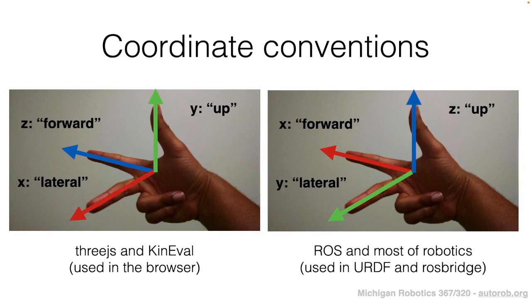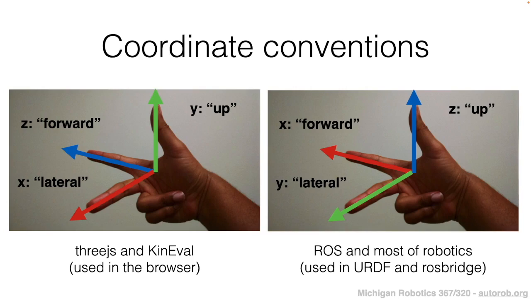So in this particular course, within our simulator, we're going to be following the coordinate system defined by 3JS, which is shown on the left-hand side. Our x dimension is going to be lateral, our z dimension is going to be forward, and our y dimension is going to be up, or vertical. Whereas Robot Operating System and a number of other applications within robotics define a slightly different coordinate system, where y is the lateral direction, x is the forward direction, and z is the up or vertical direction.